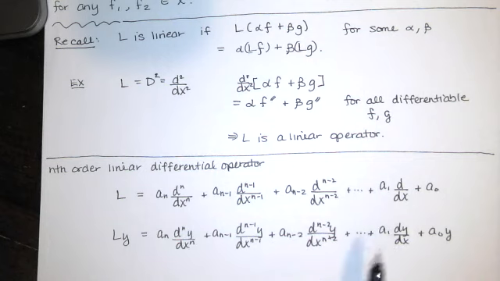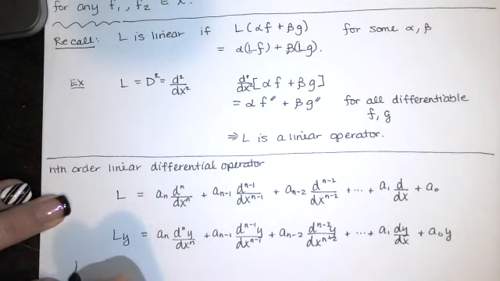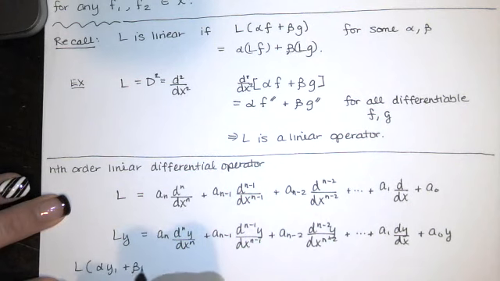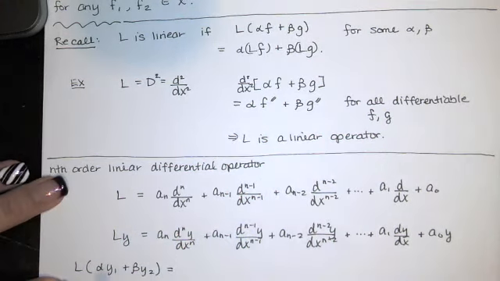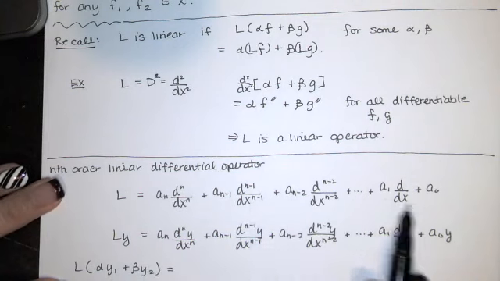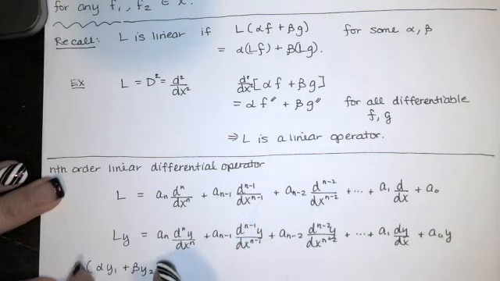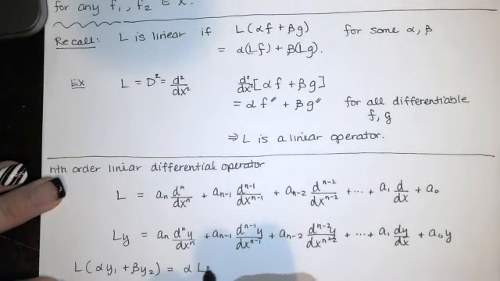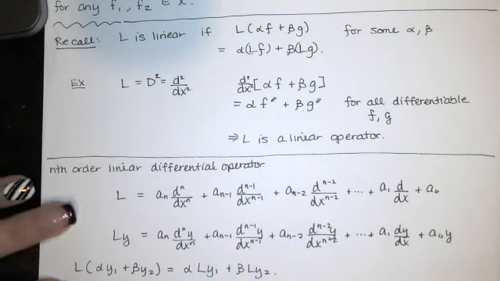And I'm not going to show you here, but you can check for yourself that if this wasn't just y, but if it was, let's say, L applied to alpha y1 plus beta y2, it turns out that because of the form of this, if you were to apply that operator to this linear combination of functions y1 and y2, where alpha and beta are scalars, you would get alpha times the linear operator applied to the first function plus beta times the linear operator applied to the second function.